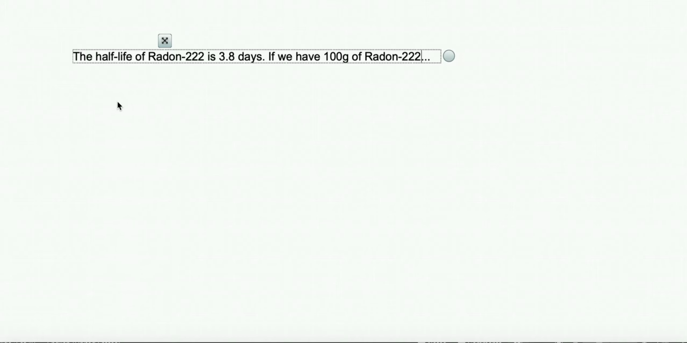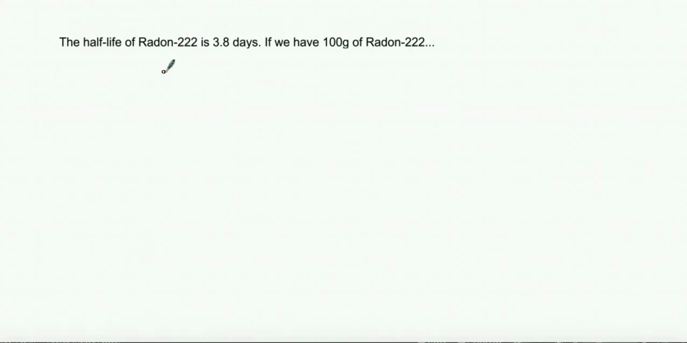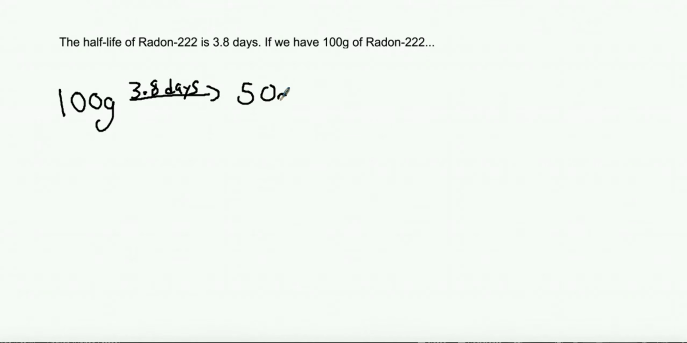Let's suppose that we have 100 grams of radon-222, knowing that the half-life of radon-222 is 3.8 days. So starting off with 100 grams of radon-222, after 3.8 days have passed by, which is the half-life, we'll have half of that amount. So we'll have 50 grams remaining. So that's if one half-life has passed by.